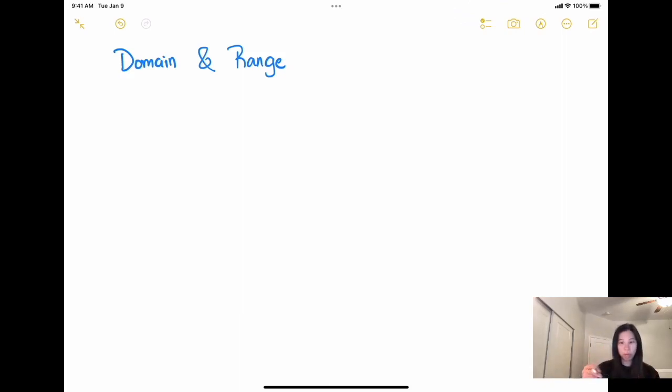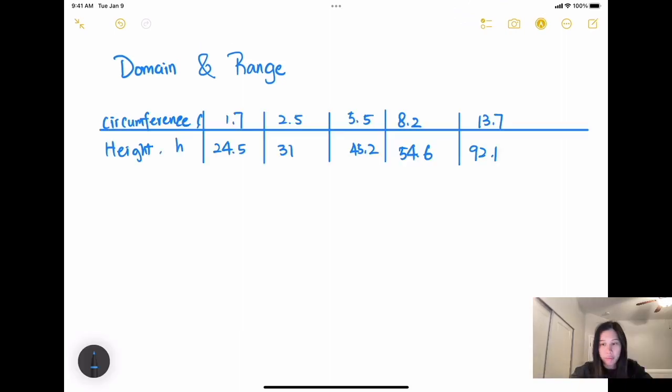So, here's a table. The table shows the relationship between the circumference and the height of a tree as it grows. So these are the data that they collected. When the circumference is 1.7 feet, the height is 24.5 feet, and when the circumference is 2.5 feet, the height is 13.1 feet.